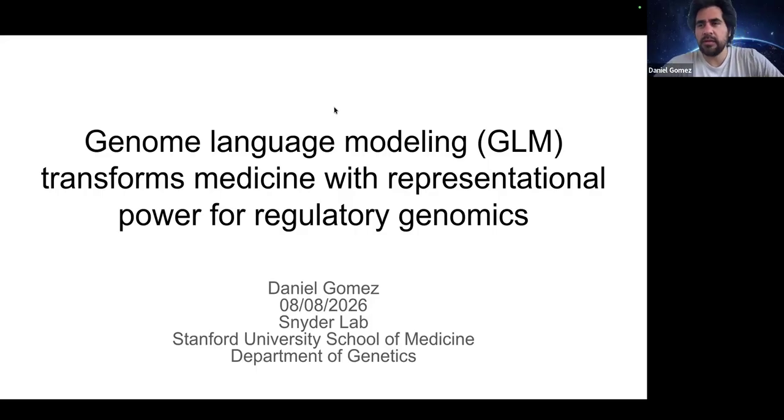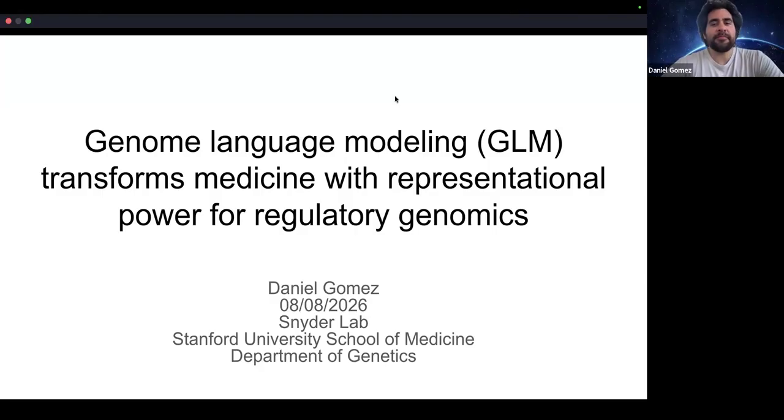It's at Stanford University School of Medicine, Department of Genetics, in the Snyder Lab. The presentation today is going over genome language modeling transforms medicine with representational power for regulatory genomics. I'll say that one more time just because it's kind of a mouthful: genome language modeling transforms medicine with representational power for regulatory genomics.